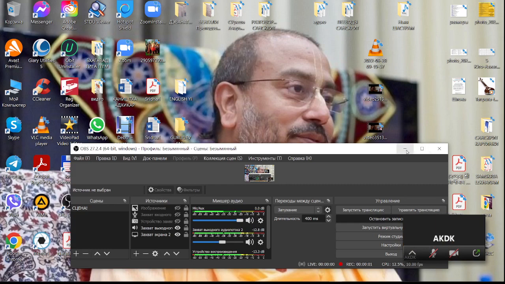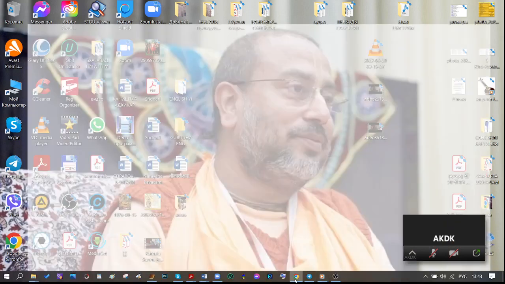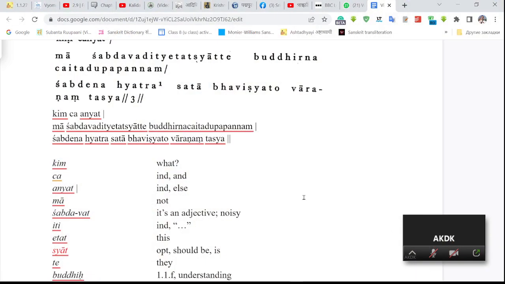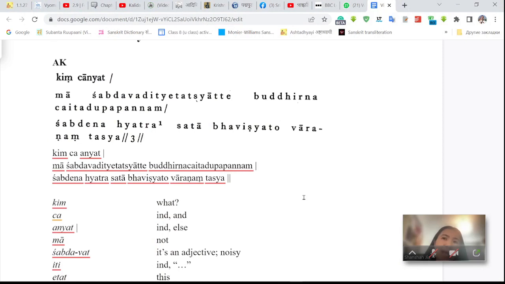One would be the meter, another would be that something about the meaning doesn't fit. And it could sometimes be the form, so whether the grammatical form is good or not. So in this case, three things should be considered.